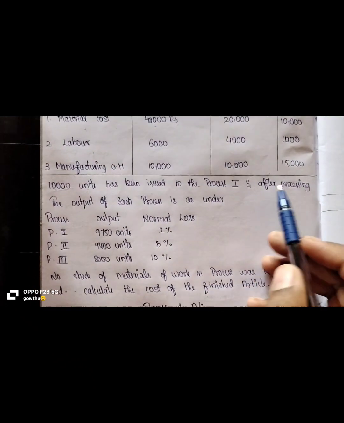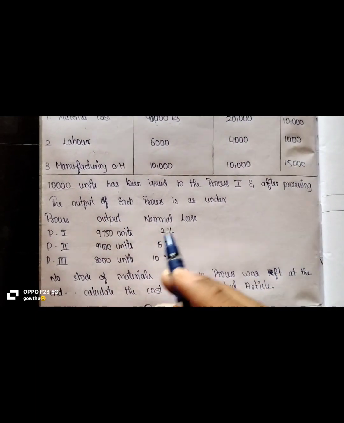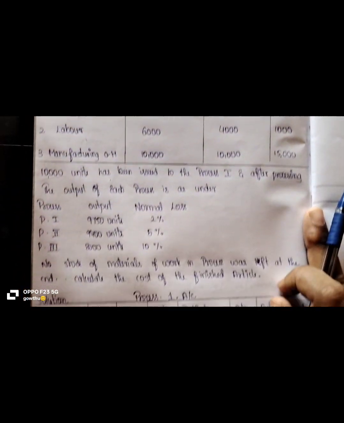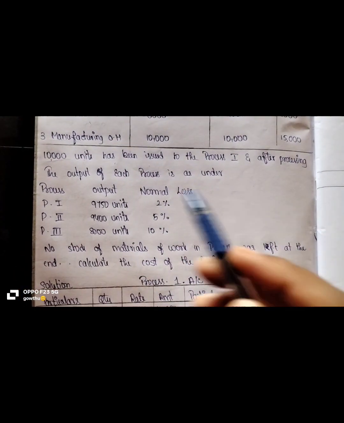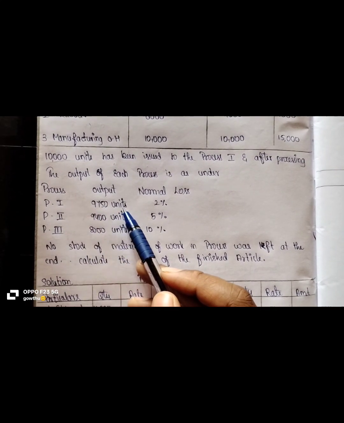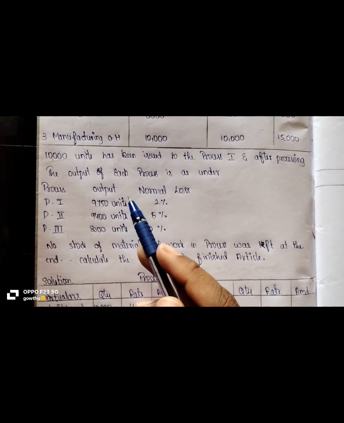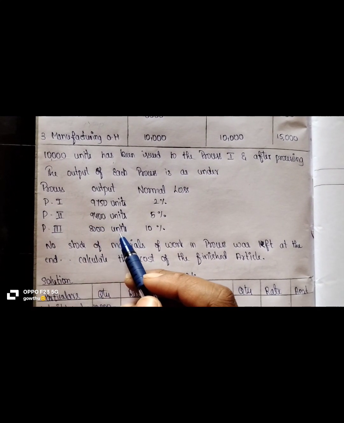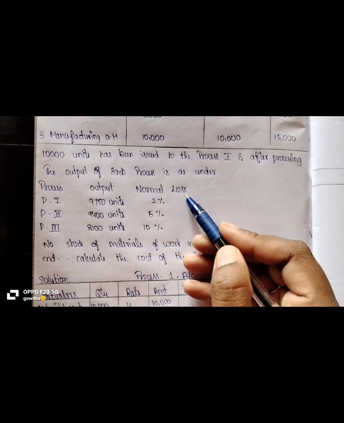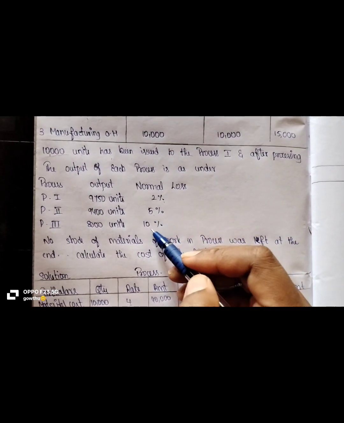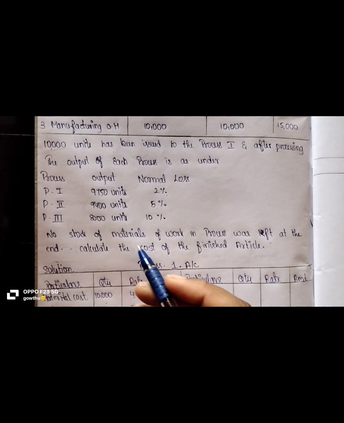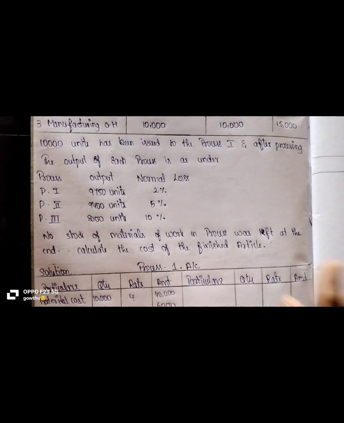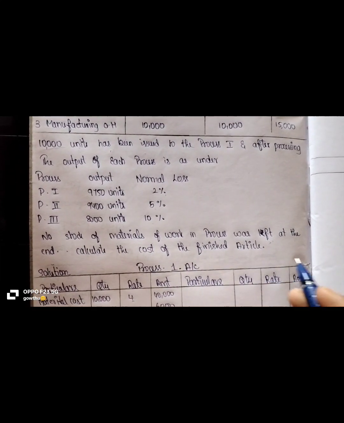Next is, after processing, the output of each process is as under. We have to calculate all these three processes, we will get the output, right? After calculating the output, they have got 9,750 units as finished product in the first process. Next, in the second process they have got 9,400 units, and in the third process 8,000 units. Again they have incurred some normal losses, that is 2%, 5%, 10%. No stock of material or work in process was left at the end. Calculate the cost of finished goods. We have to calculate the cost of the finished article.